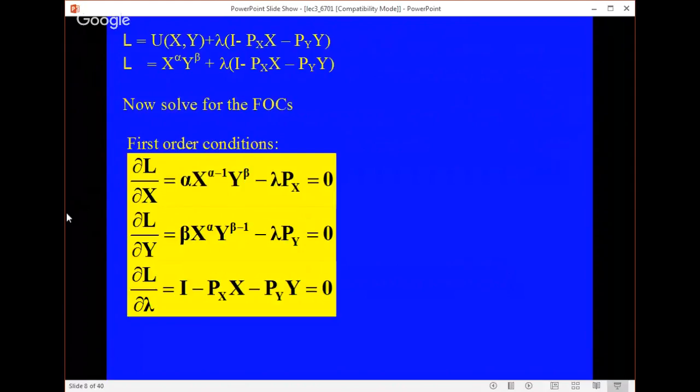Over here, I take the partial of my Lagrangian with respect to y, I get beta times x to the alpha, y to the beta minus 1. Again, x here is just a constant, minus lambda py. Again, those two are just constants, equals 0. And then finally, I take the partial of my Lagrangian with respect to lambda, and I get I minus px times x minus py times y equals 0. So again, I have 3 unknowns and 3 equations, and I can solve the system.